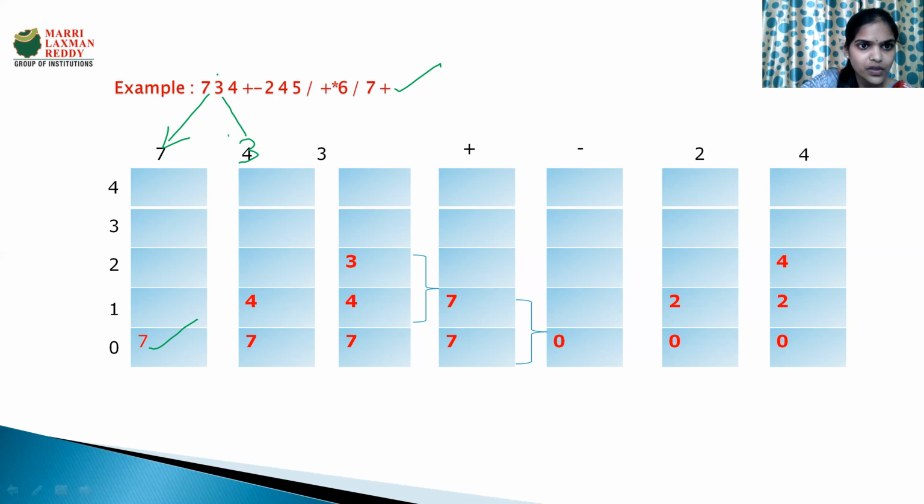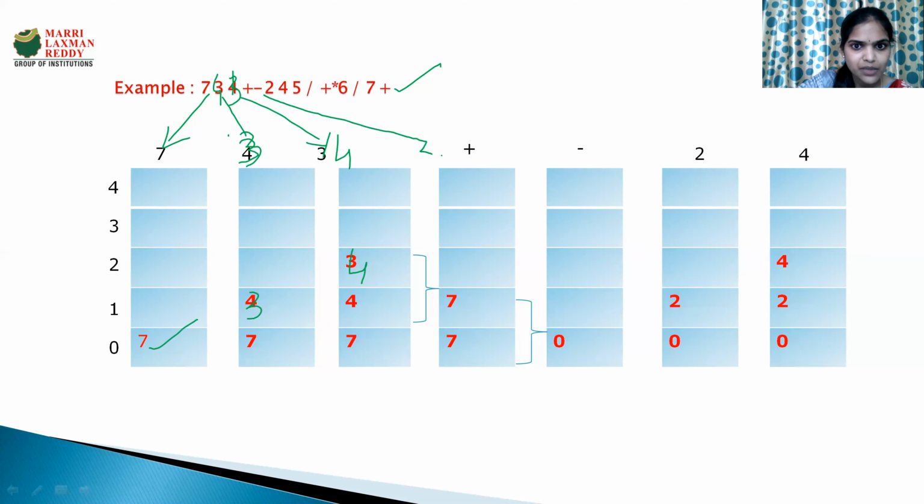Again we have, sorry, this is 3 and this is 4. So again we have 3. So we have pushed this 3 onto the stack. Next we have 4. So again we have pushed it onto the stack.